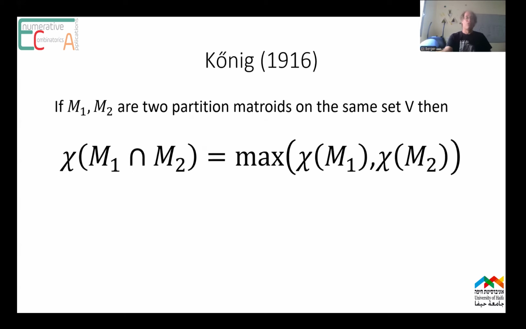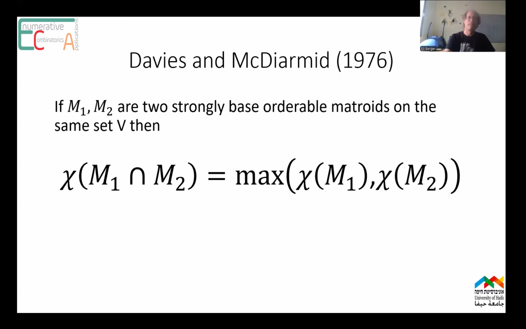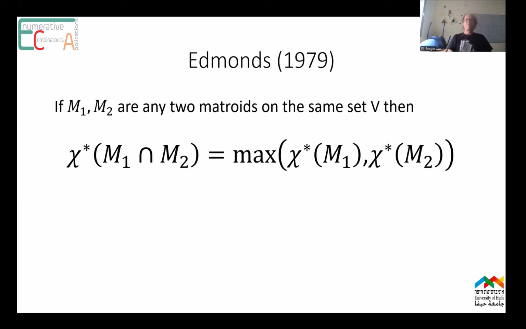And here are some answers. So for example, in the 2 partition matroids, actually we deal with a bipartite graph. So by Koenig's theorem, the chromatic number of the intersection is the maximum of the chromatic numbers of the 2 matroids. And it is still true for a larger class of matroids, the strongly base orderable matroids. And it's also true for general matroids, but in the fractional version.